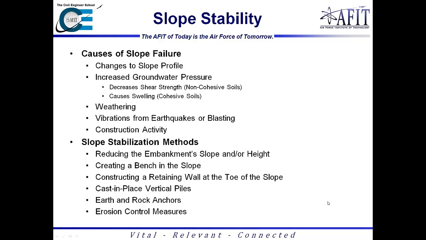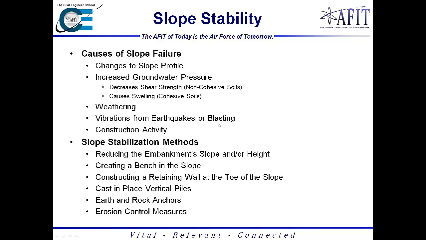As for causes of slope failure, there are a few main ones. One is changes to the slope profile, which can be caused by erosion and weathering, or it can be a man-made cause, i.e. someone put more soil on the slope than was originally there. That can even be caused by construction activity, or potentially vibrations from blasting as well.